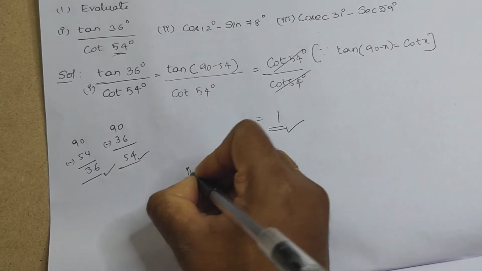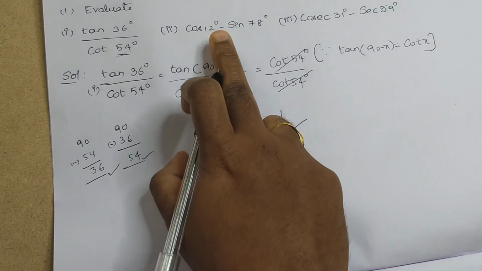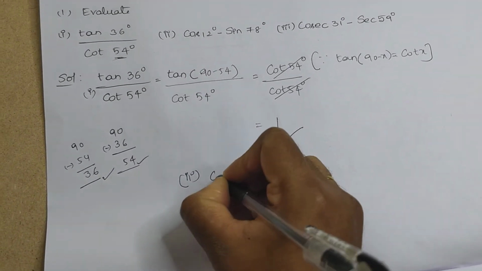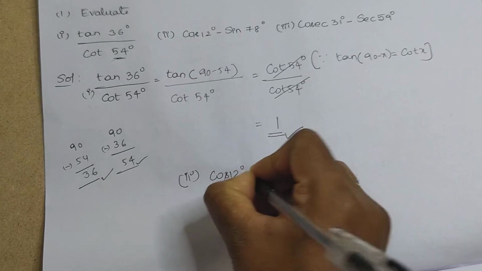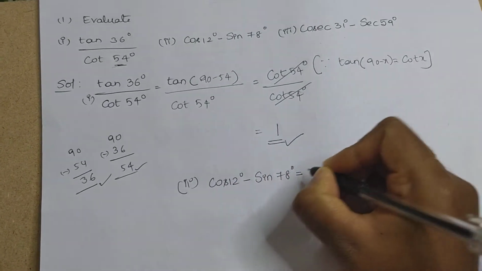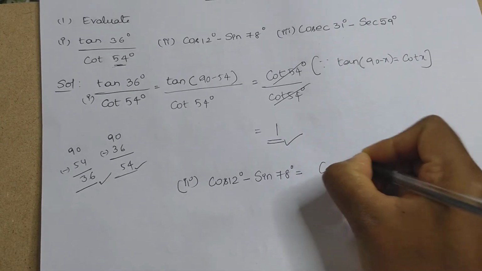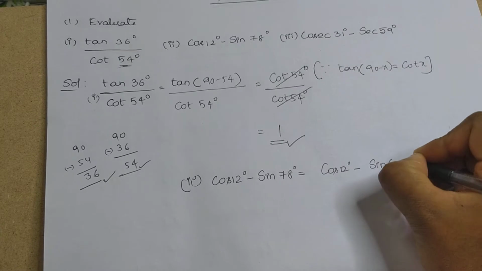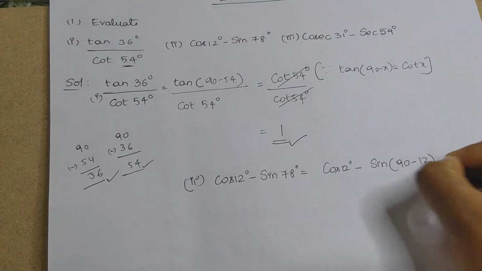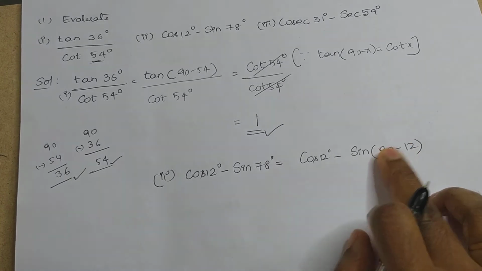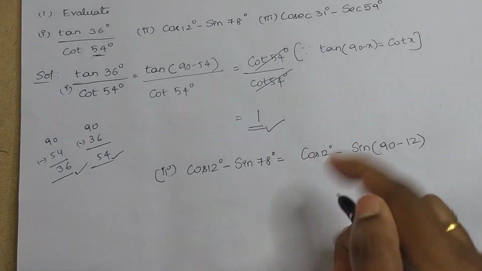Let's solve sub question 2. What did they give here? Sub question 2: cos 12 minus sin 78. So cos 12 degrees minus sin 78 equals to, I will put the cos like that only, minus. Can I write it as sin of 90 minus 12? Can I write it? Because sin of 90 minus 12 it is 78 only. Same thing you can write.